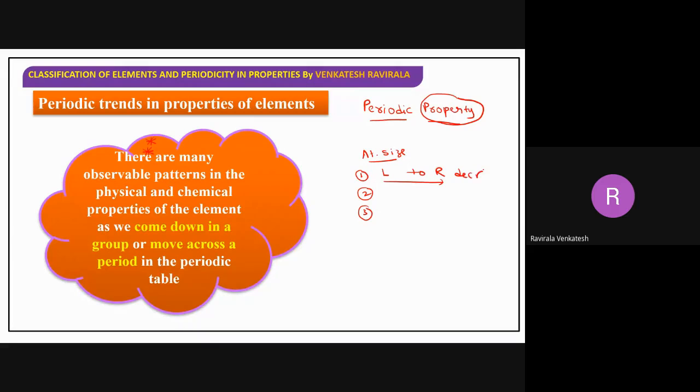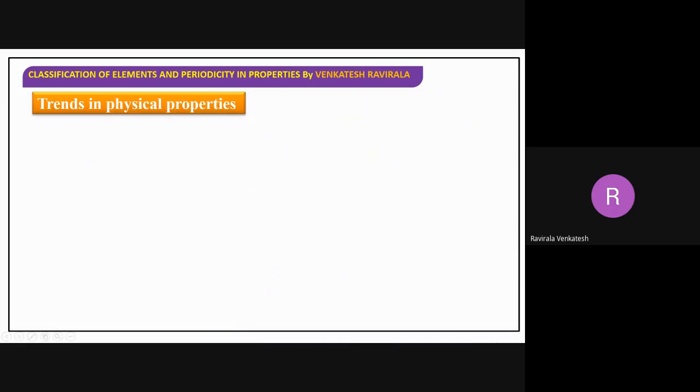Decreases. Okay. Similarly, what happens in any group, first A group or second A group, if you observe top to bottom? It will increase. So this is the trend I'm saying. There are many observable patterns like atomic size, isn't it? Their properties are regularly changing. This is what actually are periodic properties. Definition you need to remember.